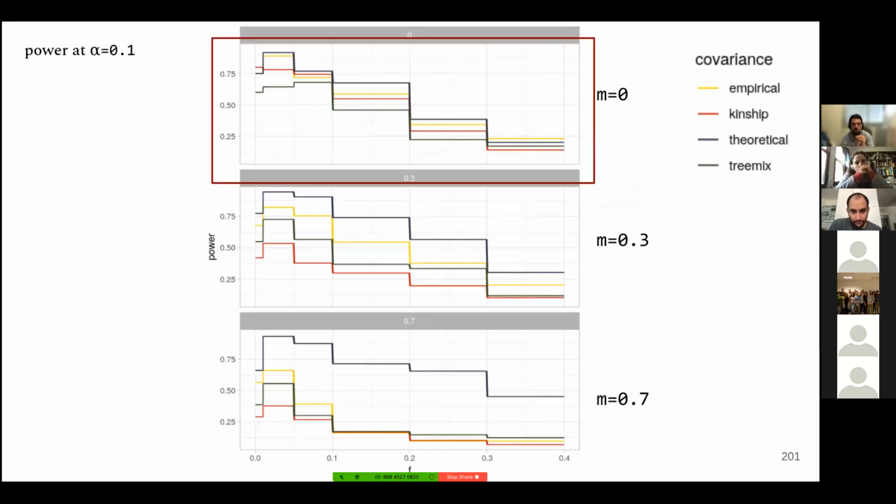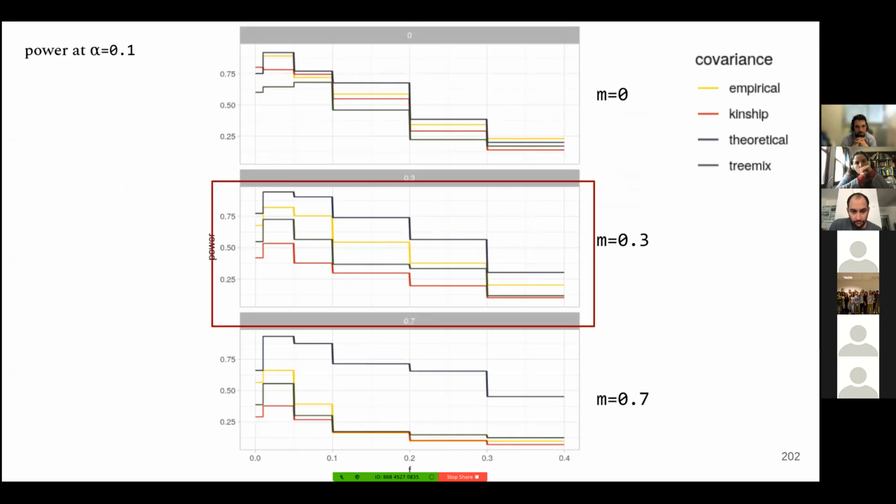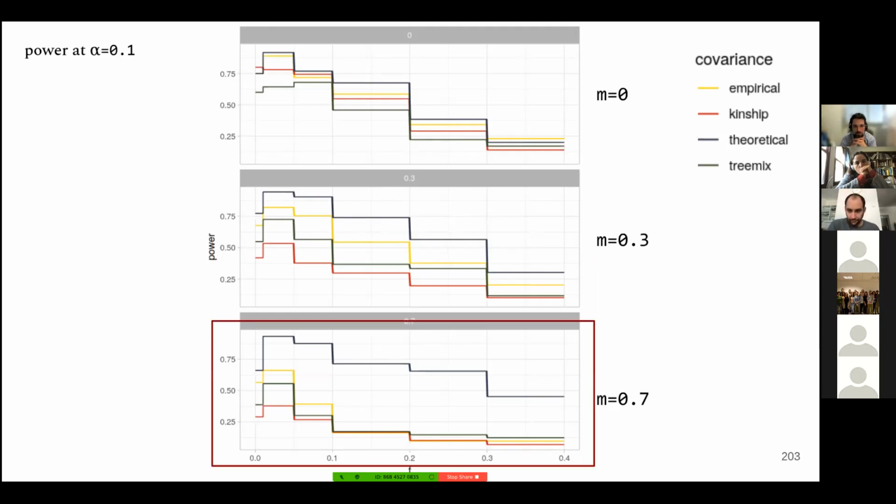In the absence of admixture, all covariance estimation methods behave similarly, with trimix being the worst performing method. When m equals 0.3, the theoretical matrix performs the best, followed by the empirical, the trimix, and the kinship matrix. And when m equals 0.7, we can see a drastic decrease in power along all frequencies, with the empirical method performing the best at good working frequencies.